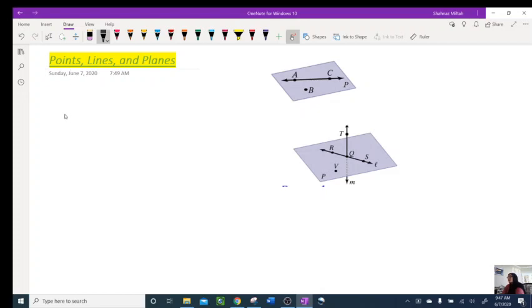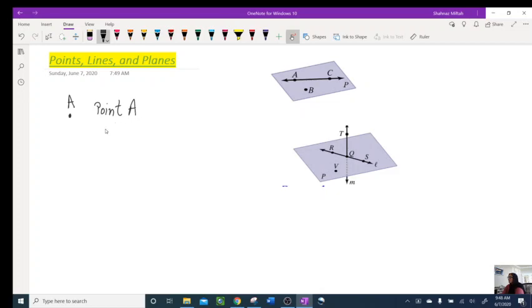A point has no direction, no dimensions. It doesn't have length, width or height, but it does have a position or a location, and we can name it by a capital letter, any letter. So this is my point A. We can call this point A with a capital letter.